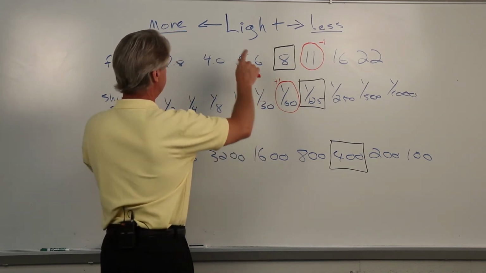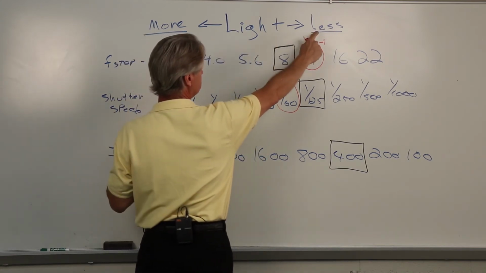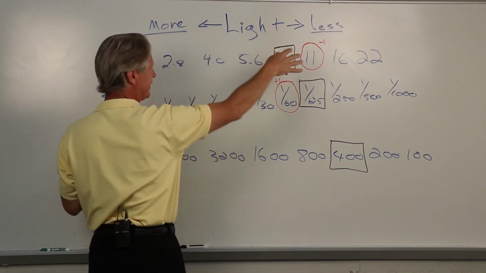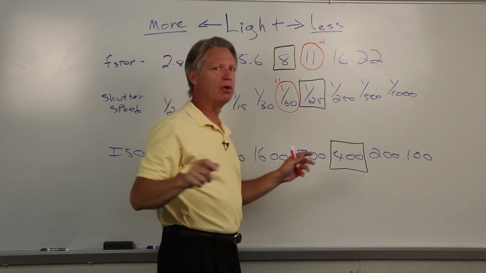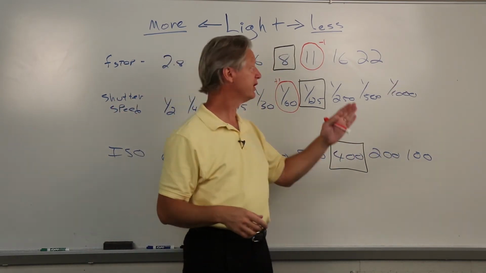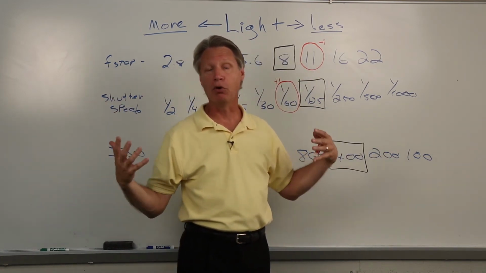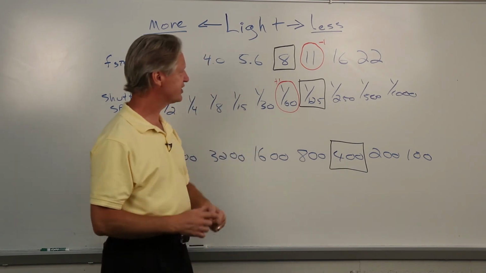Remember, just refer to the more light, less light at the top and try to rebalance the amount of light coming into the camera. So we went one stop darker, f11. We had to go one stop more light at 1/60th of a second.